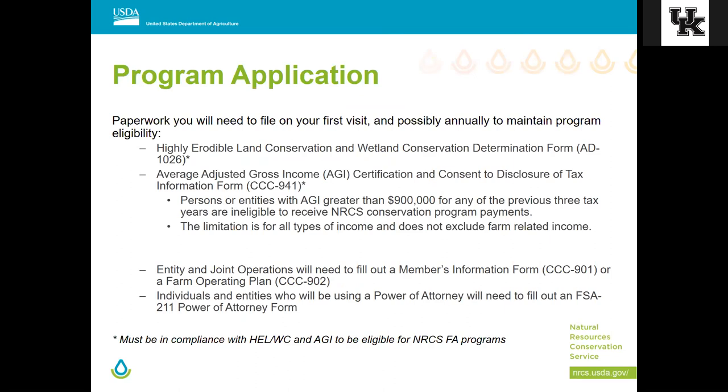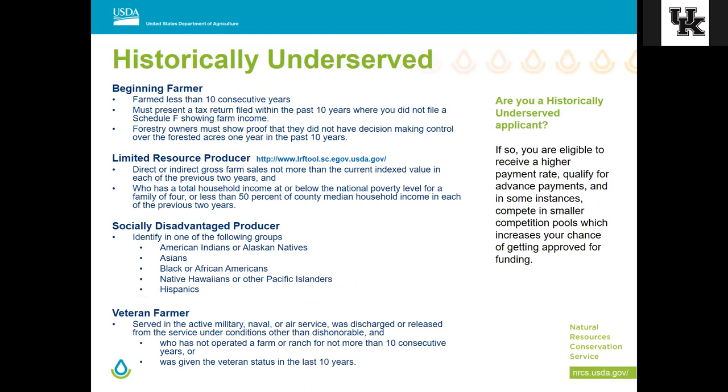On our application, I'm not going to talk anything more about our application except for this one slide. On our application, we're going to ask you if you are one of these historically underserved groups. You don't have to answer, but if you're one of them, it's in your best interest to answer. So if you're a beginning farmer, that basically means you haven't farmed for more than 10 consecutive years. Or if you're a limited resource producer, I know we all think we're limited resource producers, but there's actually dollars attached to that. You can go to the website listed on the slide to see what that is. Or you're a socially disadvantaged producer, which means you identify in one of the groups listed on your slide, or if you're a veteran farmer, as identified there, you'll want to identify that you're one or more of those groups.